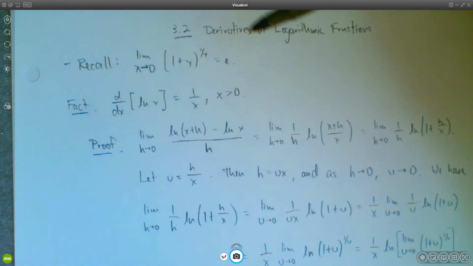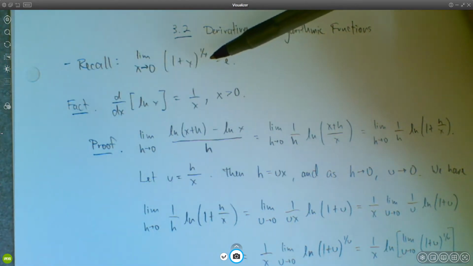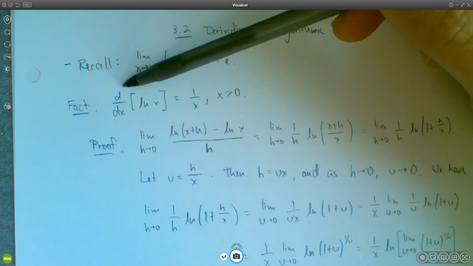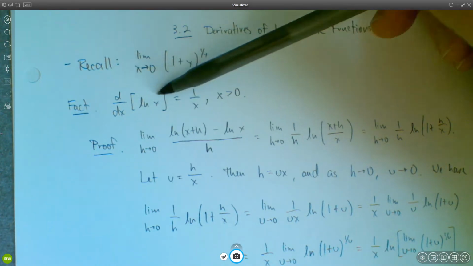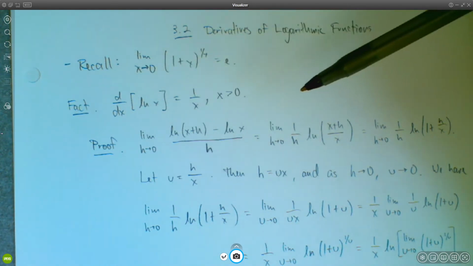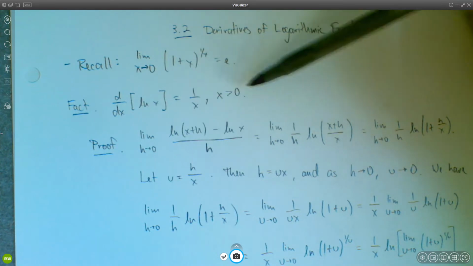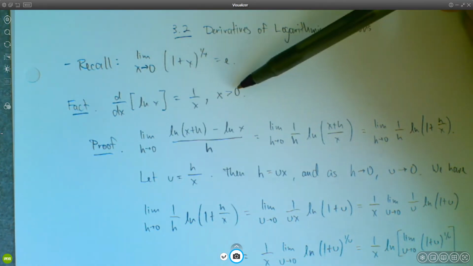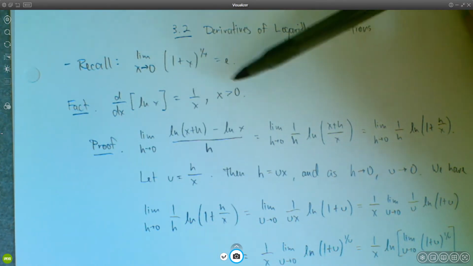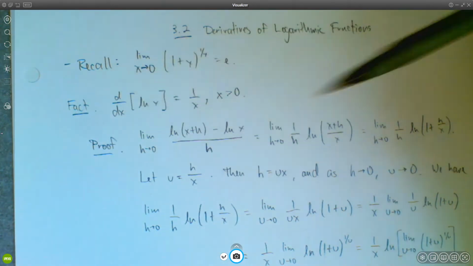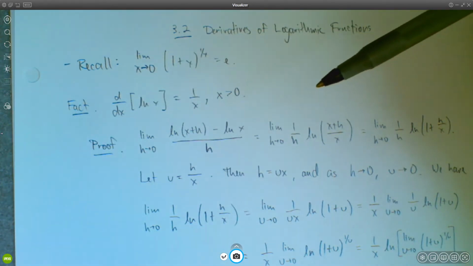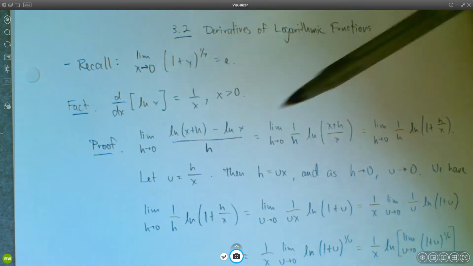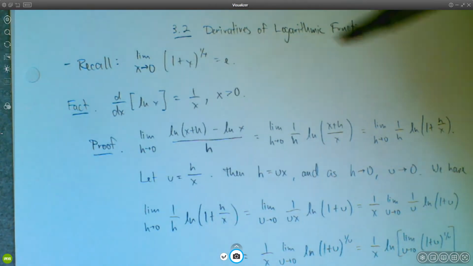Okay, so using that fact, we can prove that the derivative of the natural log function is 1 over x, provided, of course, that x is greater than 0. If x is 0 or negative, then natural log of x is not even a real number. So we'll assume x is greater than 0.